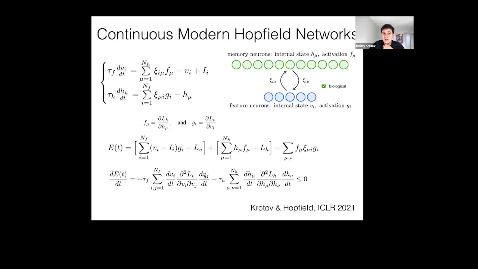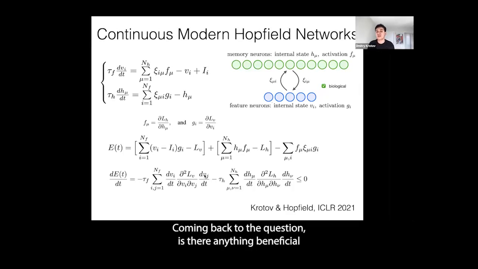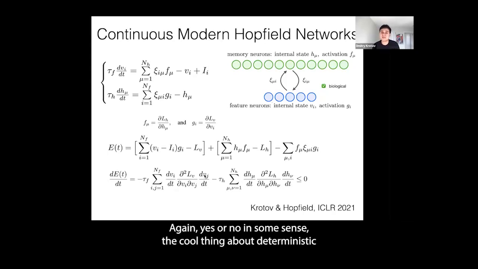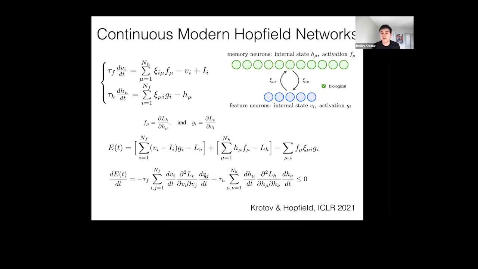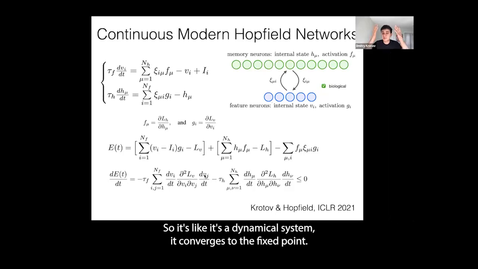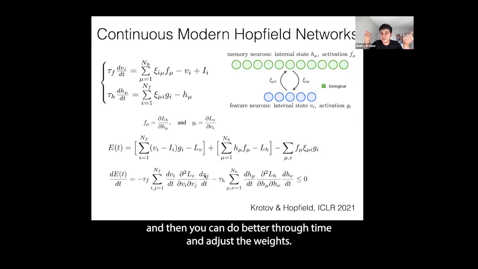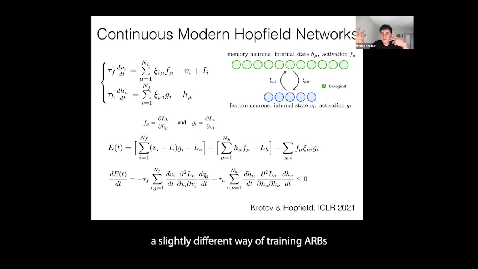Now, coming back to the question, is there anything beneficial in deterministic dynamics versus stochastic dynamics? Again, yes and no. In some sense, the cool thing about deterministic dynamics is that you can train it with backprop, right? It's a dynamical system. It converges to the fixed point. So you can wait until it converges, and then you can do backprop through time and adjust the weights. That's something we are currently using. And from that perspective, it provides a slightly different way of training RBMs.